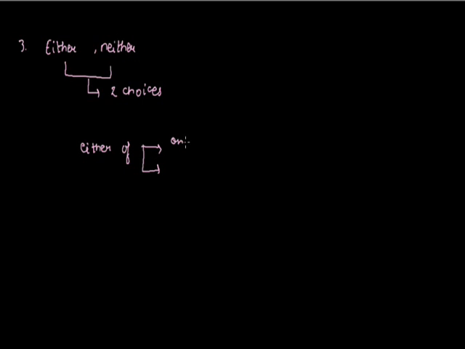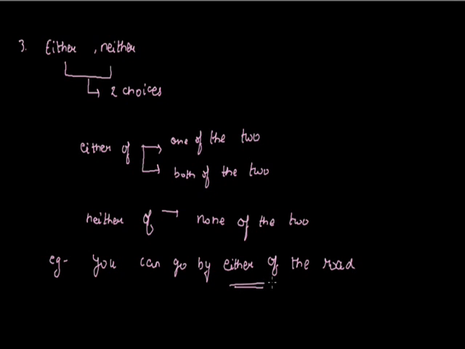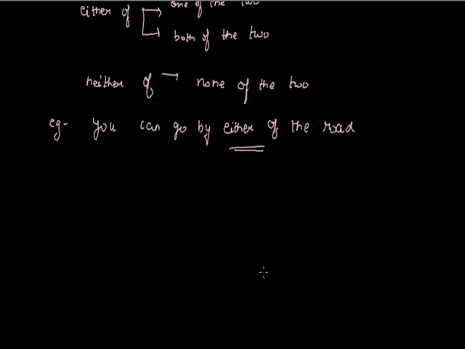Either one of the two or both of the two. And neither of means none of the two. For example, you can go by either of the roads. Here either of means that whichever road you take, it will lead to your destination.